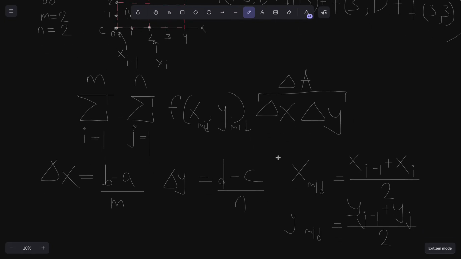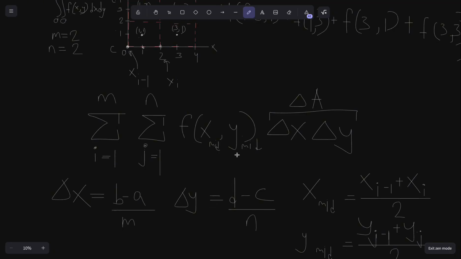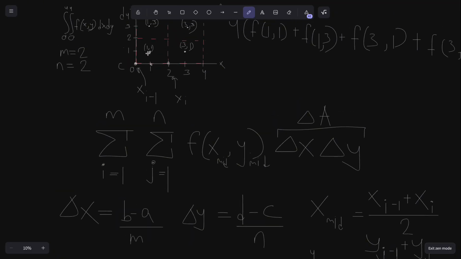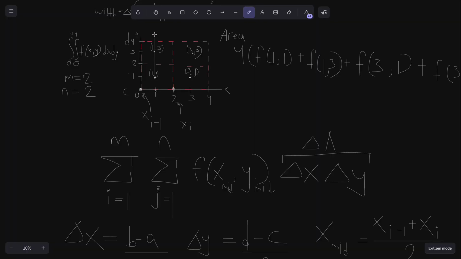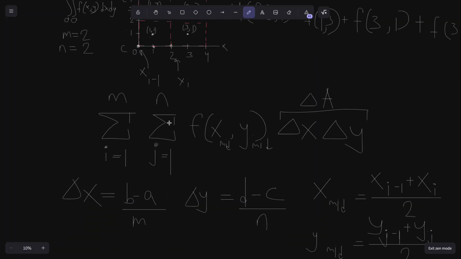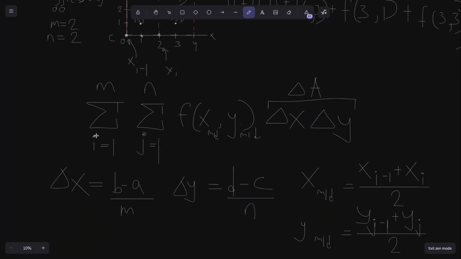It would be the average between these 2 points, and then you just evaluate the function at that middle point, (1, 1). Find the midpoint here in the x direction, find the midpoint here in the y direction, and you just plug it into the function itself to find out the height. And multiplying all of these together gives you the estimate of the volume.